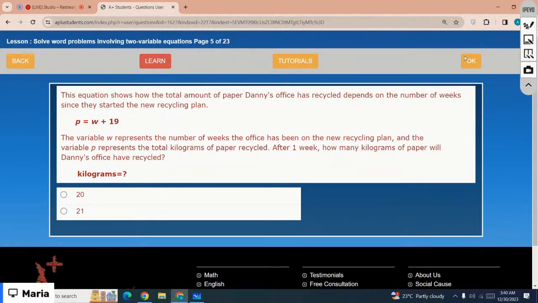This equation shows how the total amount of paper Danny's office has recycled depends on the number of weeks since they started the new recycling plan. P equals W plus 19. The variable W represents the number of weeks the office has been on the new recycling plan, and the variable P represents the total kilograms of paper recycled. After 1 week, how many kilograms of paper will Danny's office have recycled? So which is the correct option?